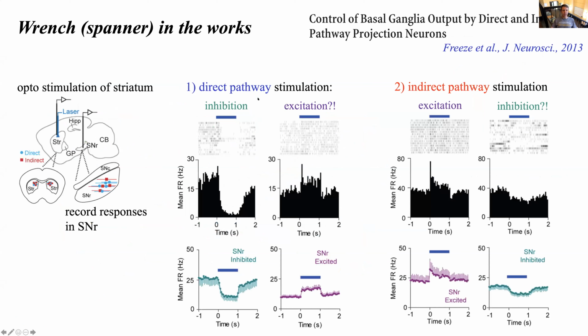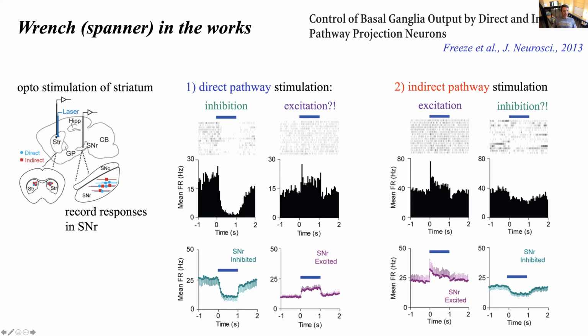But there is, as we say in the US, a wrench in the works. There's this paper from a few years ago by Fries et al. showing what happens with some optogenetic experiments done in the basal ganglia. And this is rodent.